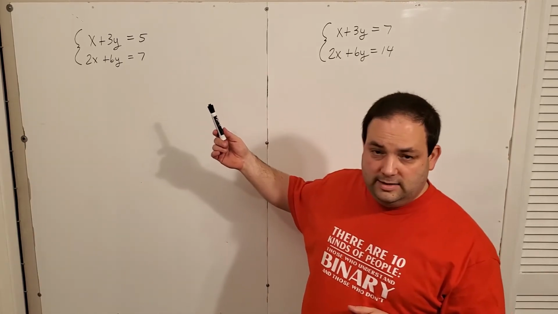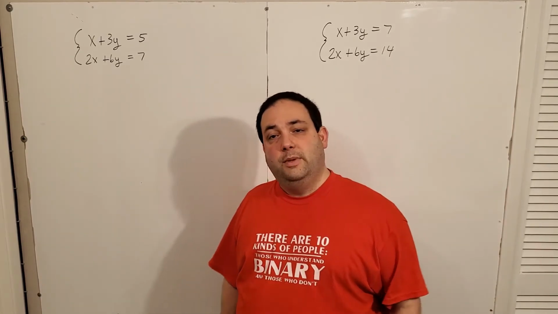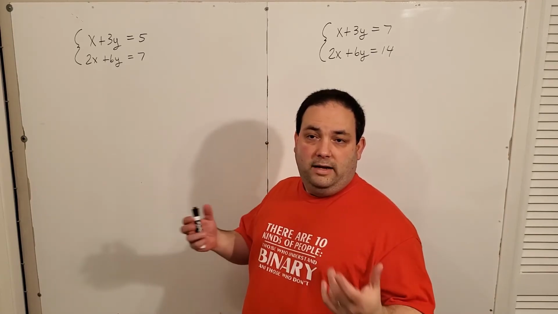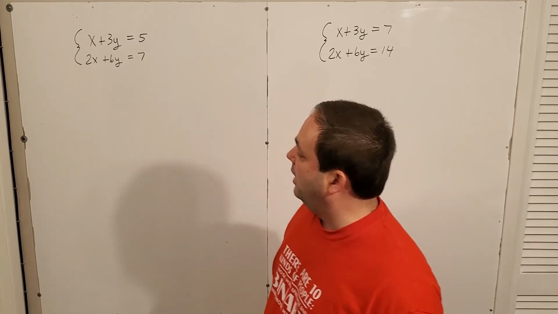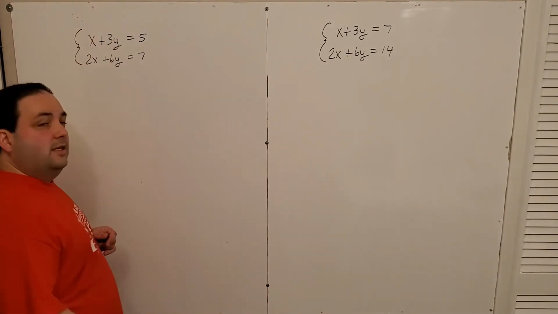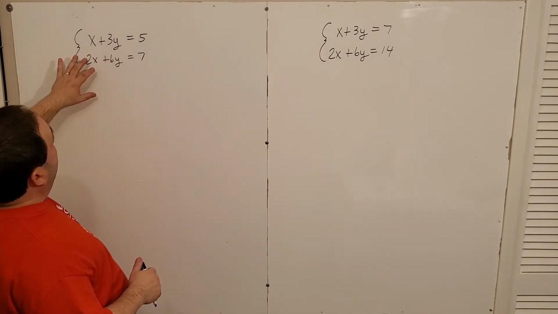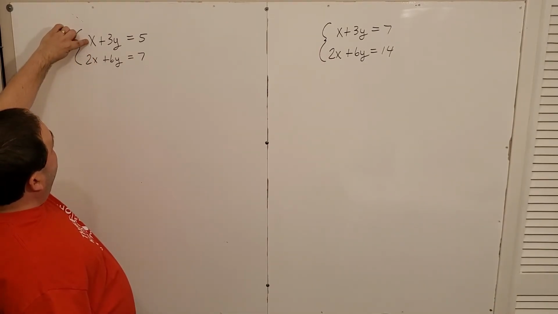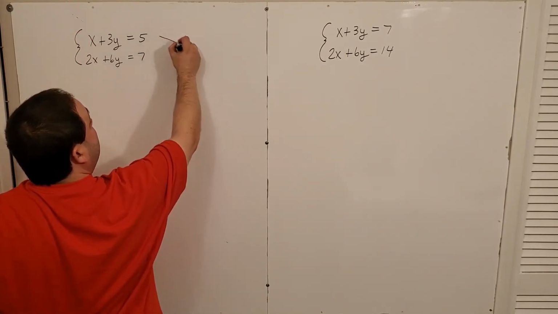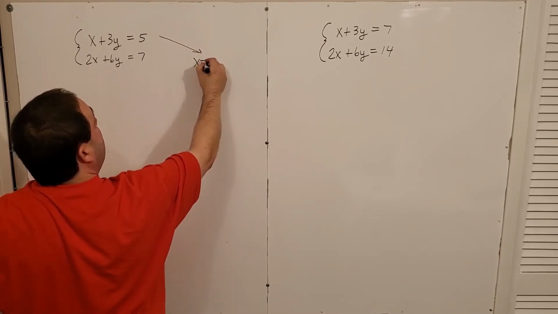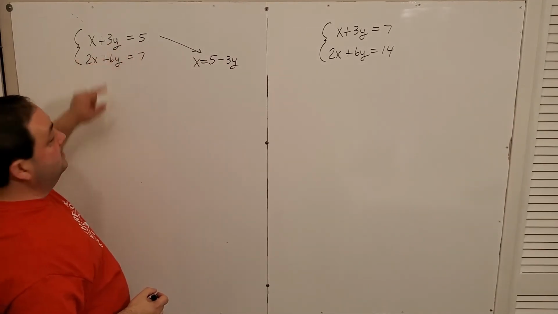Okay, so let's do one of each. I'll do this first one by substitution and the other by elimination, so that you can see that it doesn't matter which method you do, they'll pretty much come out similarly. So here, I'm going to do this one by substitution. That means I'm going to take one of these equations and solve for a variable. To me, there's only one clear choice. I'm going to solve for this x right here because there's no coefficient. So this top equation becomes x is equal to 5 minus 3y, because I'm just going to subtract 3y from both sides in that equation.